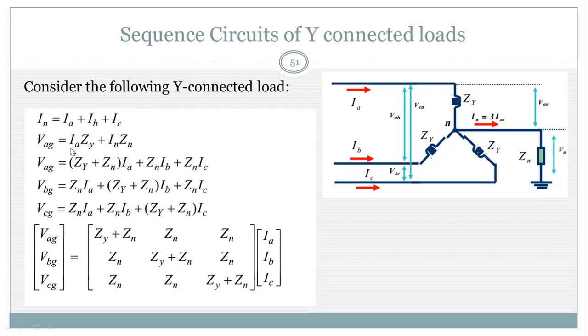So VAG is equal to, at first, VAN plus VN. VAN is equal to IA into ZY, plus VN, which is the voltage drop between neutral and ground, that is IN into ZN. Now we can put the value of the neutral current, IN equal to IA plus IB plus IC, here, and the equation looks like this. Similarly, we can write down the voltage VBG, that is B phase to ground, and similarly VCG, that is C phase to ground.